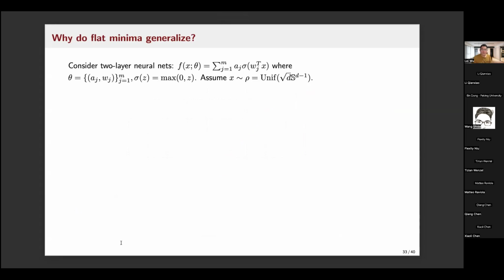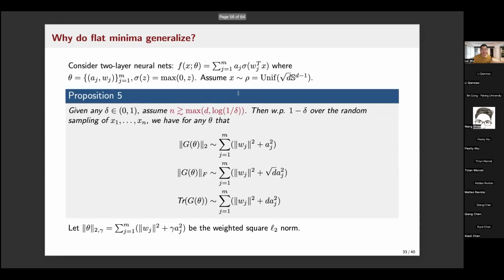So I personally do not have a general theory either, but we can get some intuition from specific models. Specifically, if we look at two-layer neural networks with ReLU activation and assume the input is uniformly distributed over the sphere, then we can prove that as long as the data sample size is bigger than the dimension, with high probability the spectral norm of the Hessian is, up to some constant, equal to the L2 norm of our parameters. The Frobenius norm is, up to some constant, equal to a weighted L2 norm. And the trace of the Hessian is equal to another weighted L2 norm.